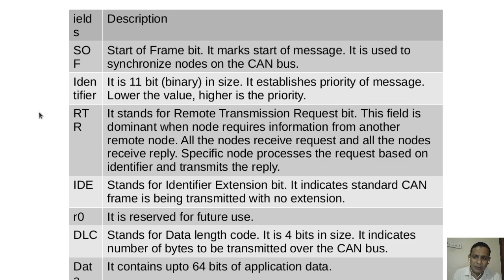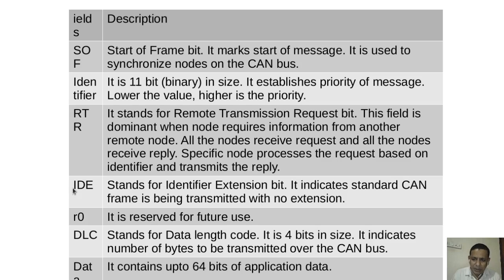Then the RTR, it stands for remote transmission request bit. This field is dominant when a node requires information from another remote node. All the nodes will receive the request and all the nodes will receive the reply. The specific node processes the request based on the identifier and transmits the reply.